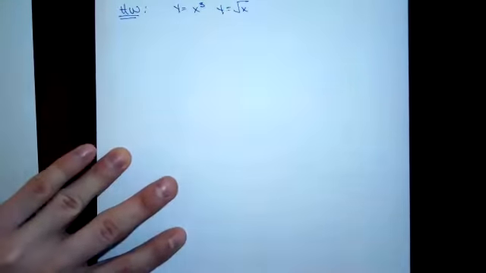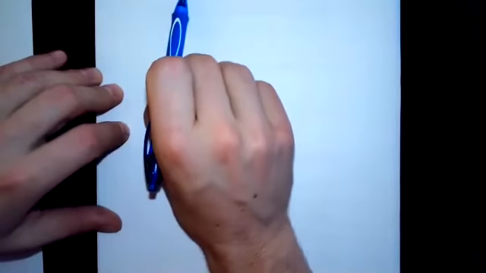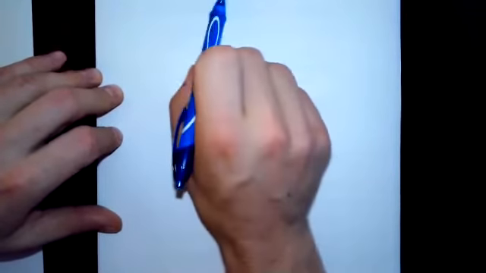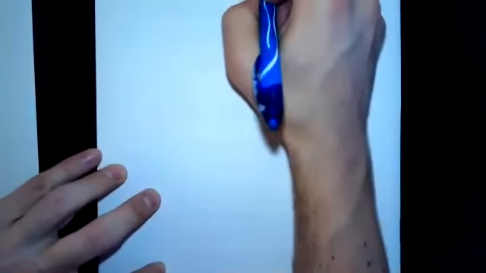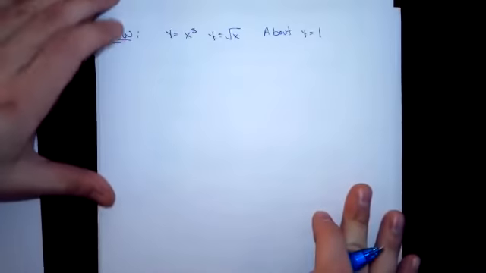I feel like we've seen something similar to this. We've played around a lot with these polynomials of degree 1, 2, and 3, as well as either y equals x or y equals square root of x. And then what are we rotating? We're rotating about y equals 1.